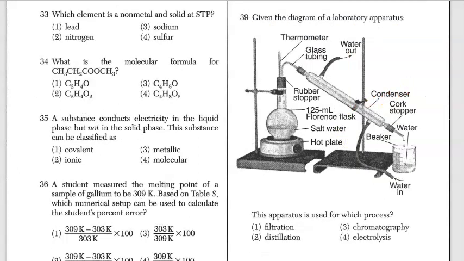39, hopefully you recognize this right away. This is what's called a distillation apparatus. You've seen pictures, maybe you've seen it in person in the lab, and this, of course, can separate two different liquids by boiling point or something dissolved in water to boil the water.